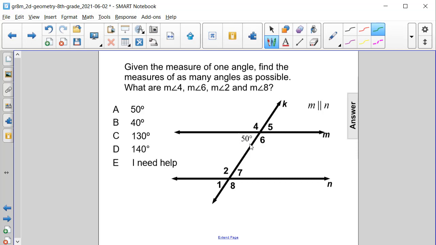We know 50 degrees is right here. And we know that if we were to reflect this 50-degree angle across this line that splits both angles 4 and 6 directly in half, it will overlap completely with angle 5. That will make the measure of angle 5 50 degrees also.